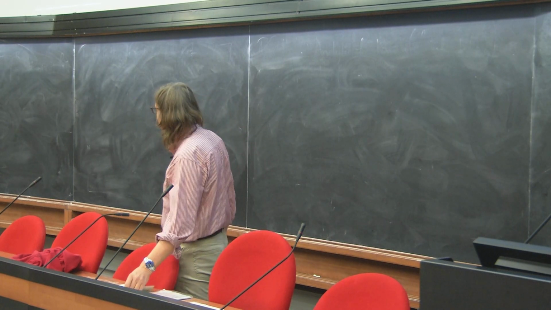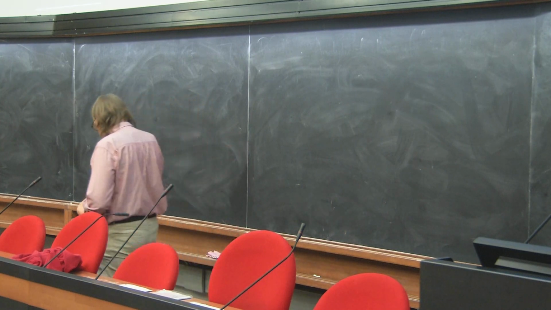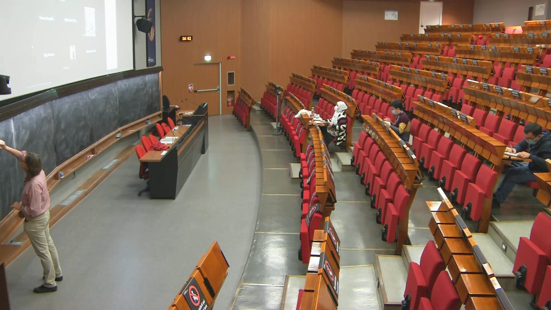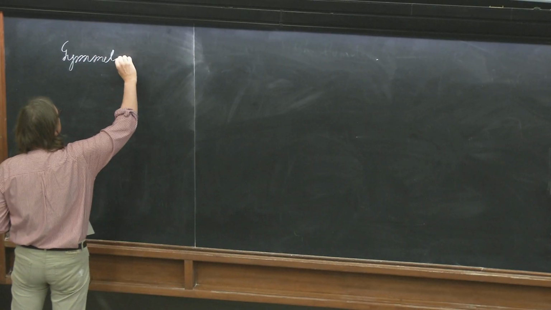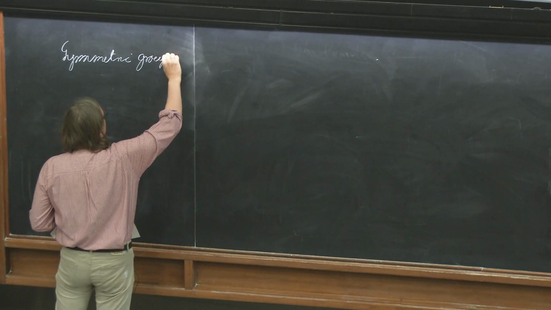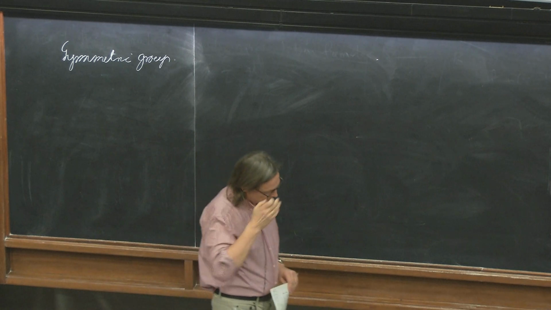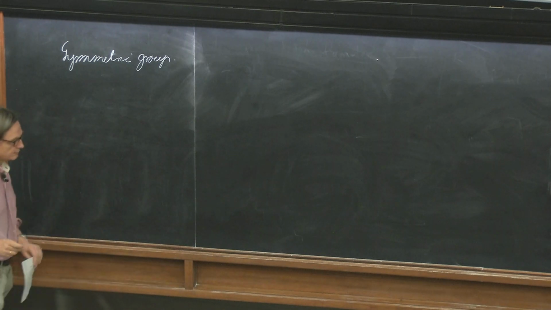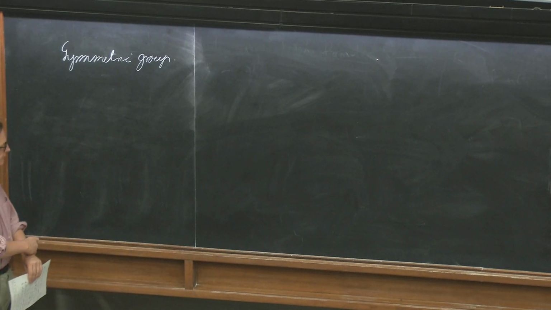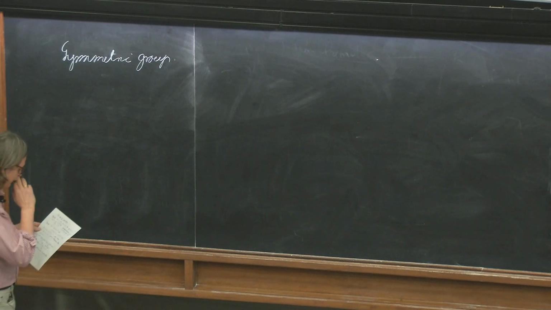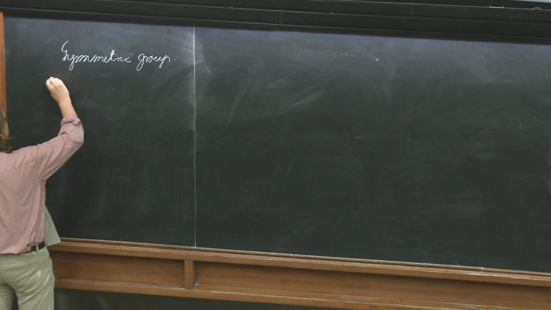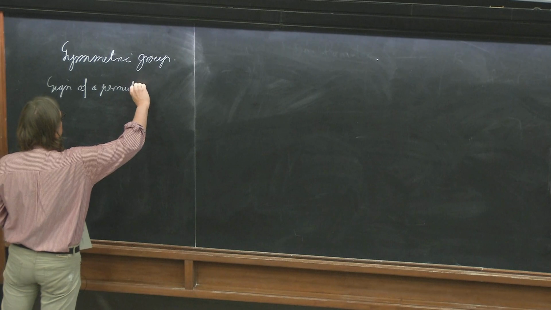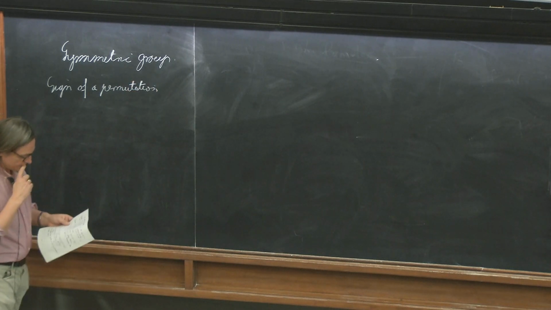Okay, so maybe I will start now. So we're talking about the symmetric group. And so we had shown that every element in the symmetric group has a cycle decomposition, and used this to classify the conjugacy classes of the symmetric group. Now I wanted to briefly talk about the sign of a permutation, and then introduce the alternating group.